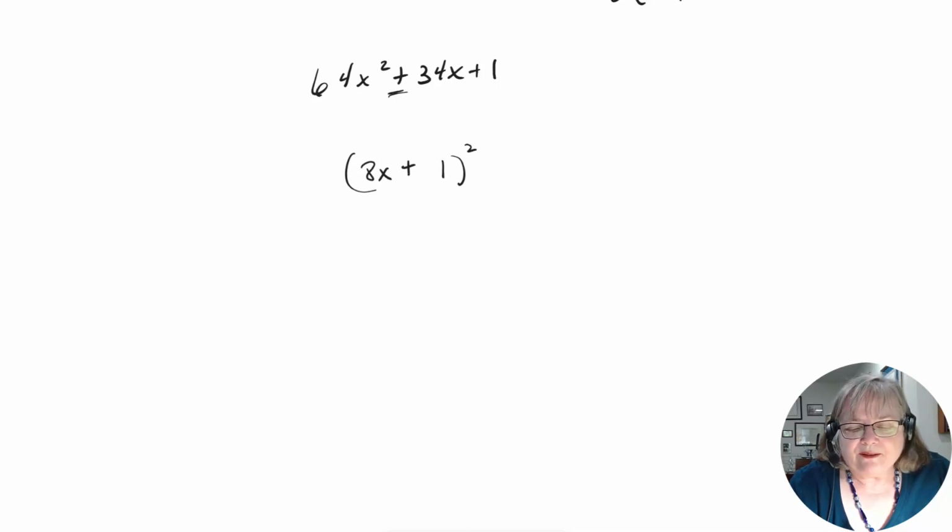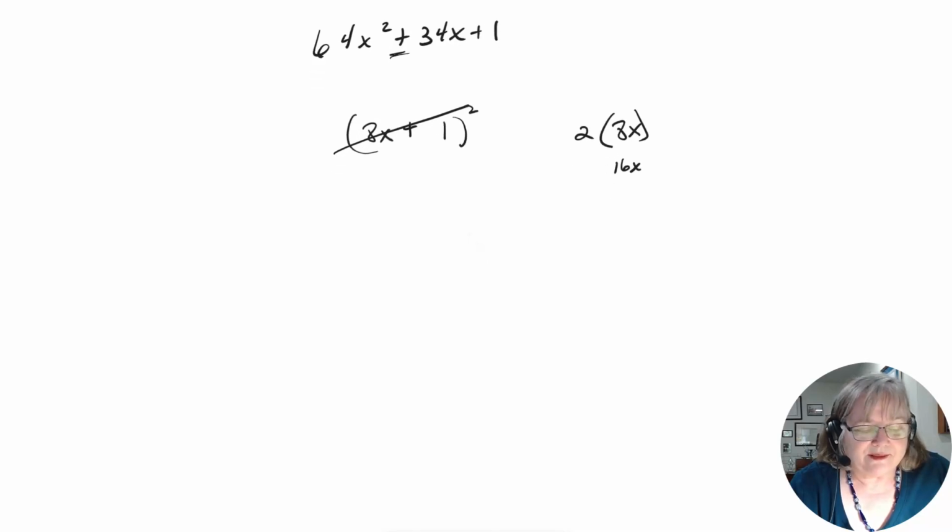But we have to check it. 8x times 1 is 8x. When you double it, does it show up in that middle term? No, 16x is not 34x. This is not the factor. Looked good though, didn't it?